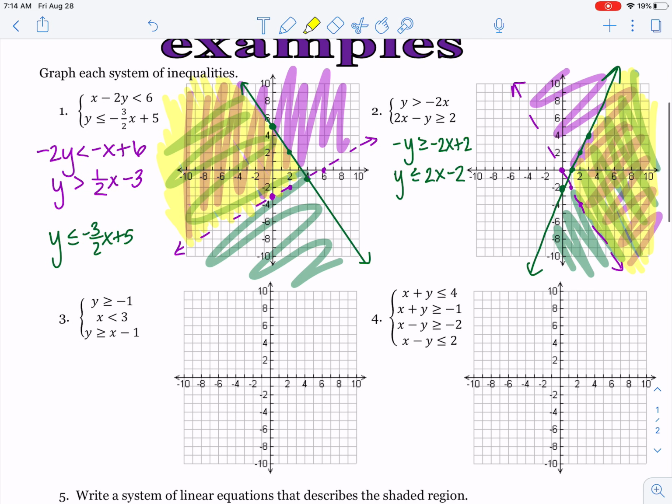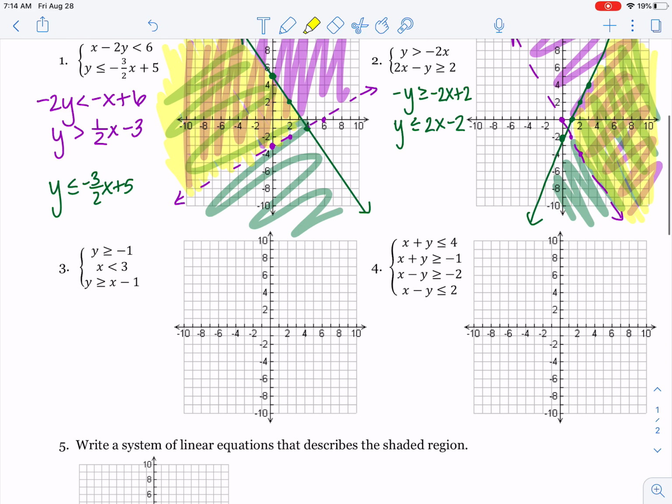So 1 and 2 are pretty similar. When you get into 3 and 4, I'm giving you more than just 2 inequalities, but you're still going to do it the same way.